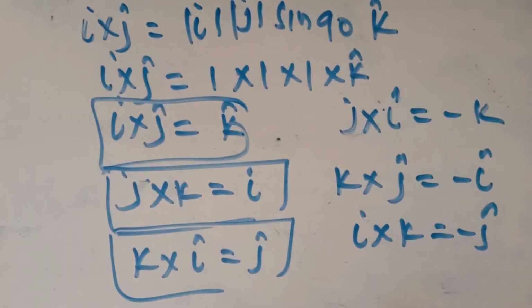So these are the vector products of the co-initial unit vectors, perpendicular to each of the vectors, that is i cross j equals k, j cross k equals i, and k cross i equals j. After that, area of the triangle.